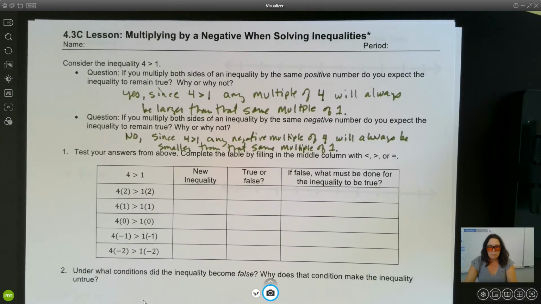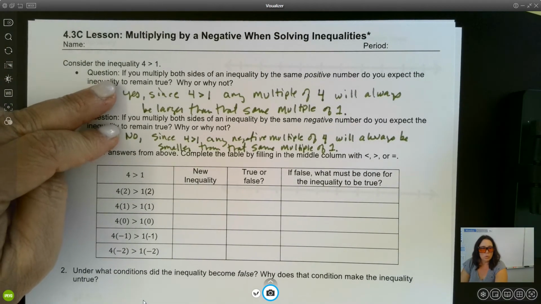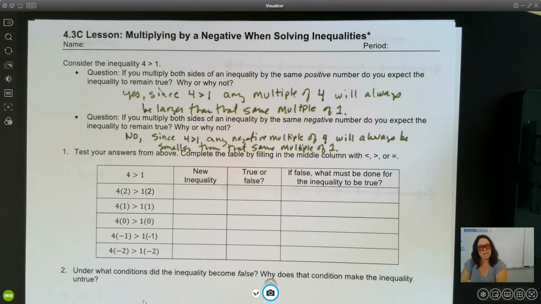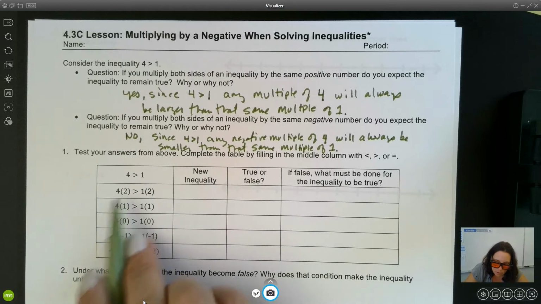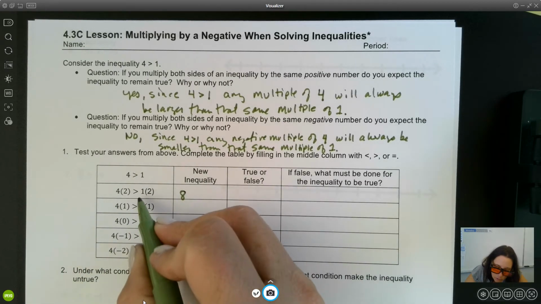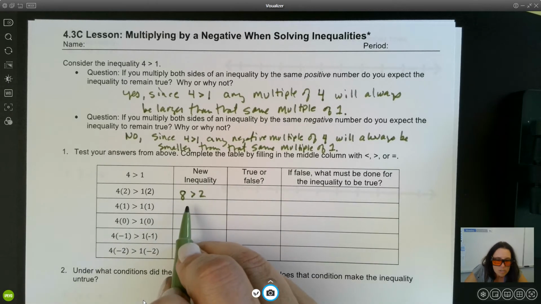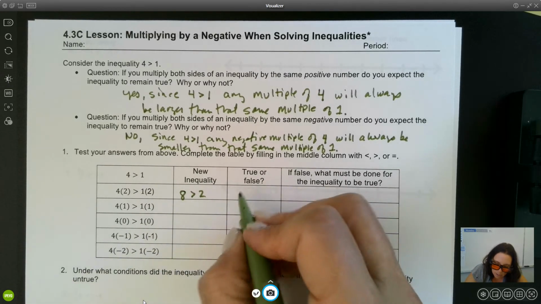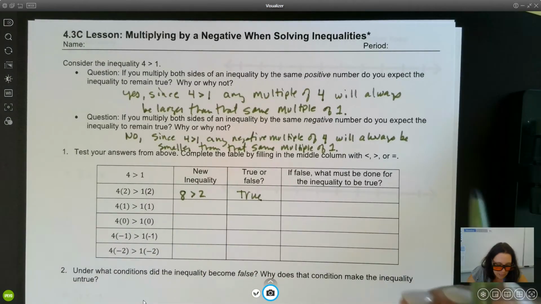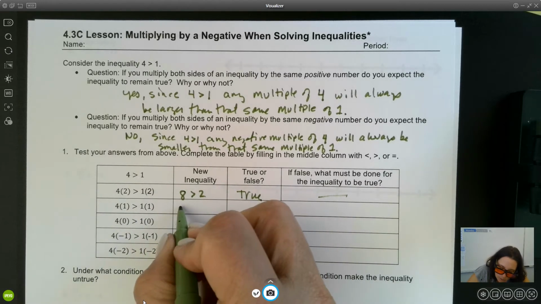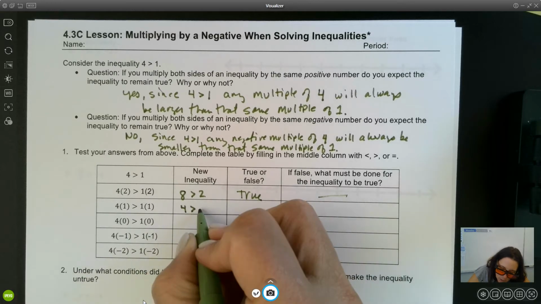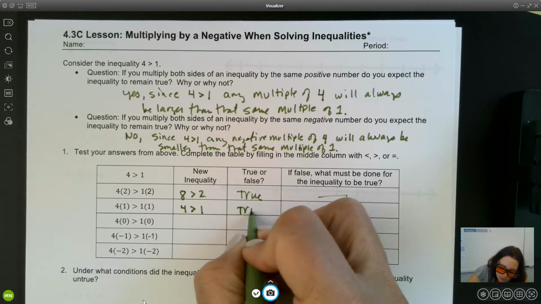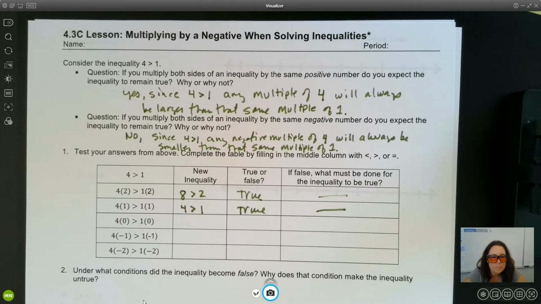Okay, and to look at both of those, yes and no, there's this chart here to explore that idea. If we multiply 4 by 2, we would have 8. We multiply 1 by 2, we'd have 2. Is this a true or a false inequality? It is a true inequality. 4 times 1 is 4 is greater than 1 times 1, 4 is greater than 1, that is also true. We don't have to fill that out.